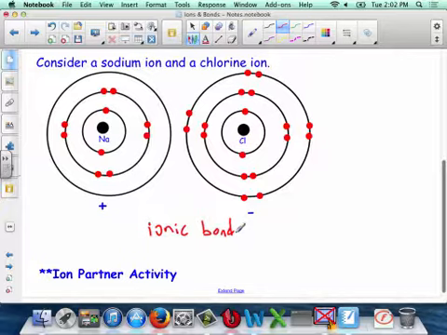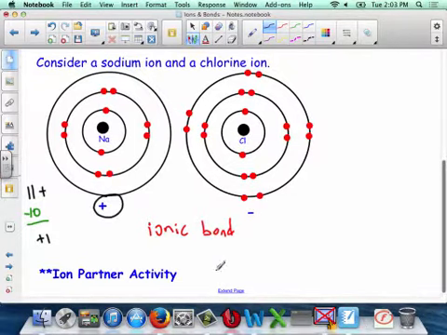Now, stop and think about this for a minute. You guys look at your periodic tables. How many protons does sodium have? Okay, so sodium has 11 protons. How many electrons after the bond? 10. So what's the overall charge after the bond? +1. That's why we say that sodium has a positive charge.